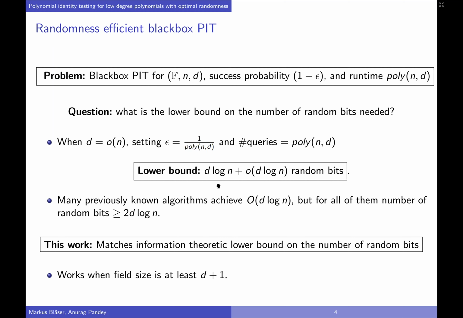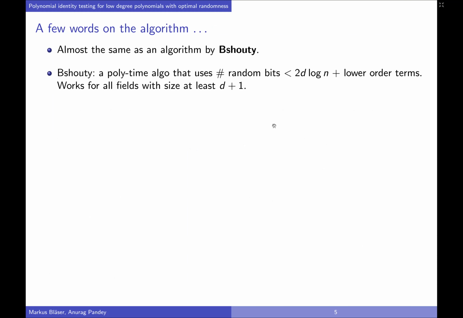And we come up with an algorithm which uses a number of random bits which is d log n plus little o of d log n. So it differs from the information theoretic lower bound only in the lower order terms. And it works for all fields of size at least d plus 1. So a few words about the algorithm.